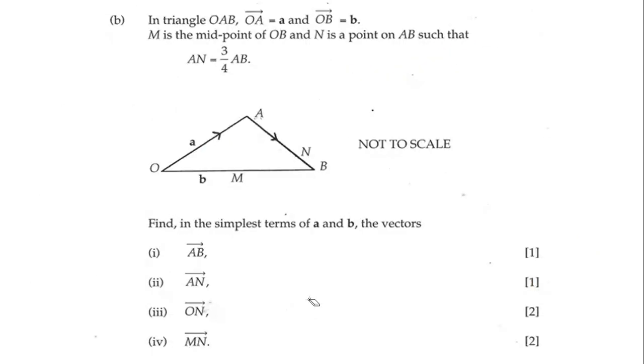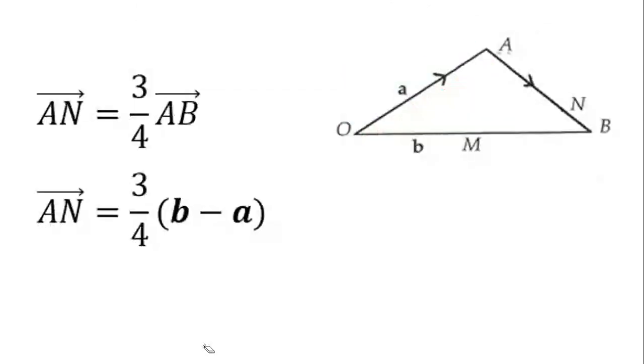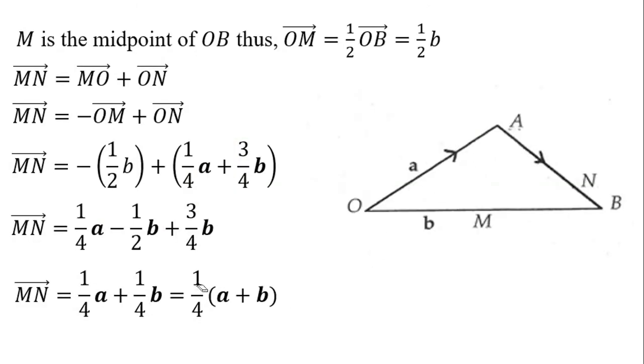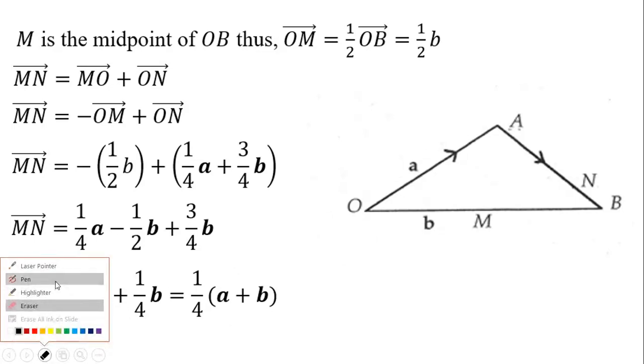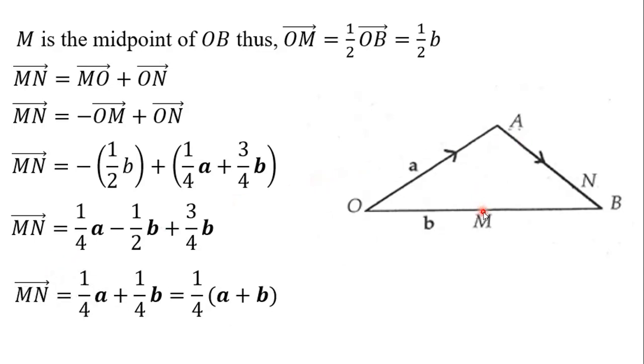Let us turn back to our question, and we have one more left, the fourth one. Again, this is 2 marks, so this is also going to be more involved than the first 2 that we did. So let us consider MN. What is the vector MN? We know, we were told from the question, that M is the midpoint of this entire line, OB. So M is the point that is in the middle of the line OB.